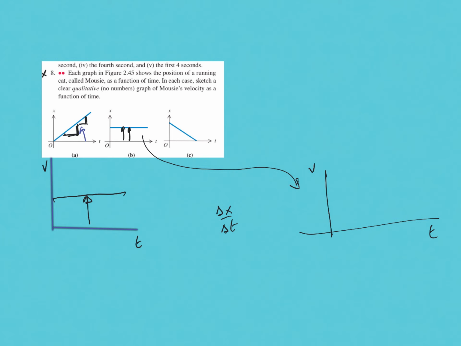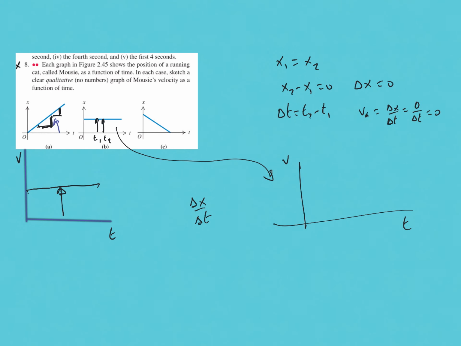If the position never changes, x1 equals x2, so x2 minus x1 is 0. So delta x is 0. Delta t is never 0. Delta t is t2 minus t1, whatever it is. But the average velocity is delta x divided by delta t. Delta x is 0, and 0 divided by something different than 0, of course, is 0. So the velocity will be this graph, 0, for any time.